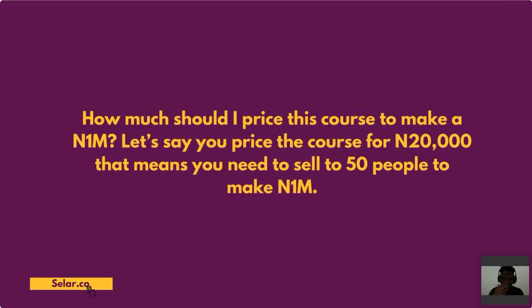1 million naira. So let's say, for instance, you price the course for like 20k. That means you need to sell to like 50 people to make 1M. Now you see how achievable this is becoming. Now 1 million naira doesn't look too big. You just need 50 people to give you 1M. That's not all. You still have to break down exactly where you can funnel this 50.